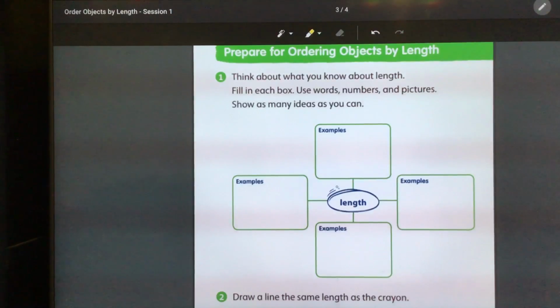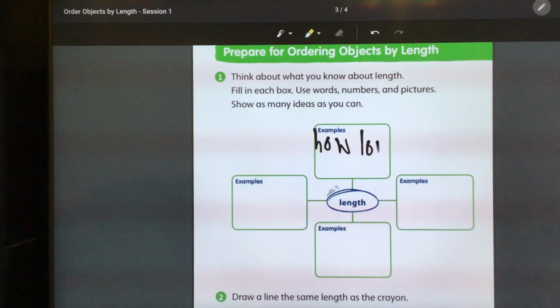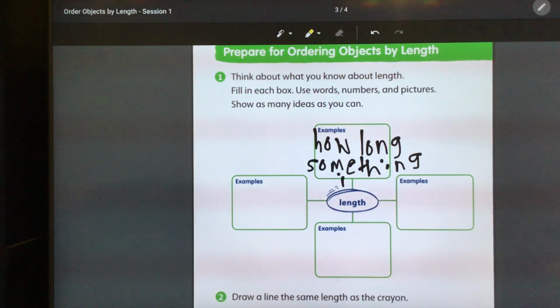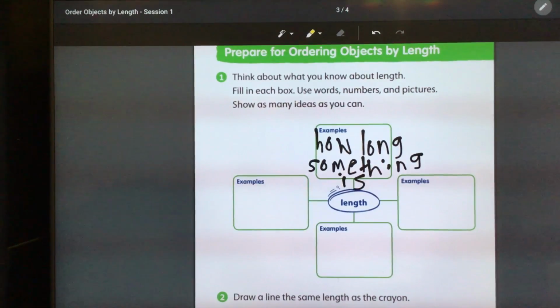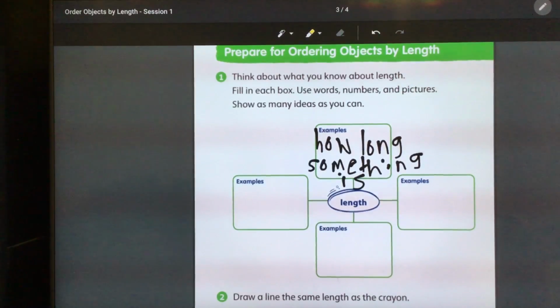Okay, so when I'm thinking about the word length, that's the word that's in the middle here, I'm thinking how long something is. Length is how long something is. So to use words inside my box here, I'm going to write how long something is. When somebody uses the word length, it is how long something is.